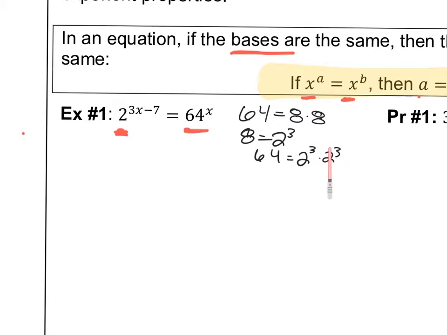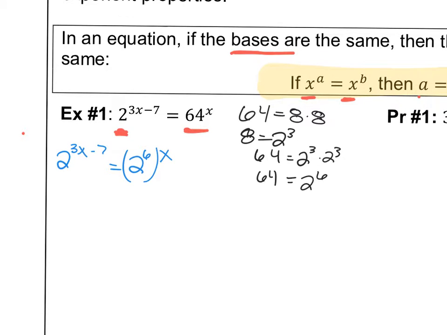When we have exponents being multiplied together like here, that means we can add the exponents, right? Since the bases are the same. That was talked about in the previous notes. So I can actually say 64 equals 2 to the 6, because 3 plus 3 equals 6. And so back over here, I'm going to do this in a different color, I could write that as 2 to the 3x minus 7 equals 2 to the 6 to the x.